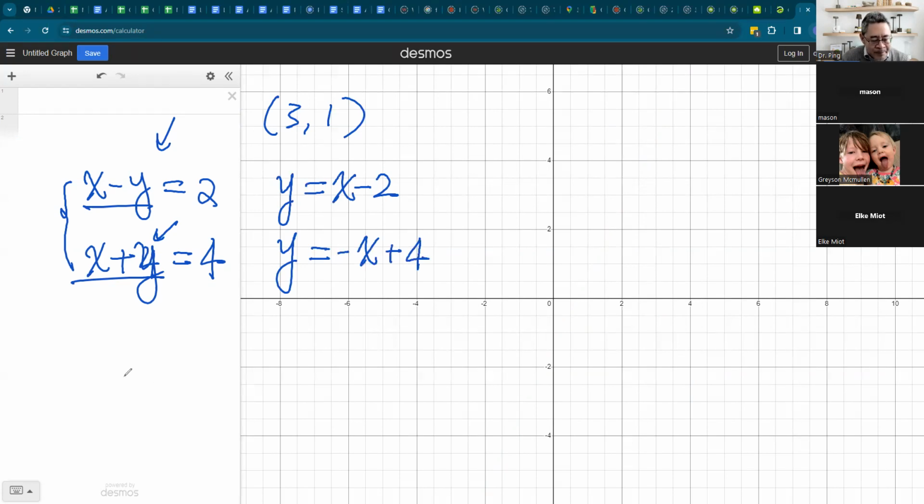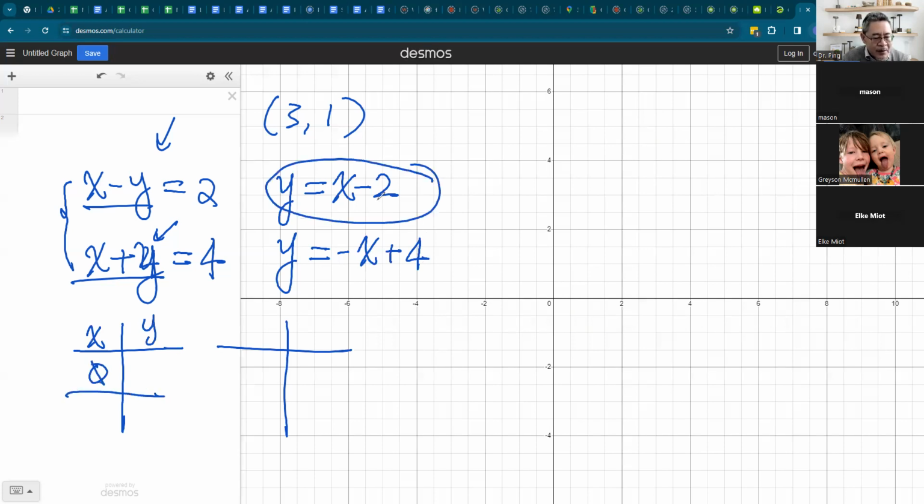Yeah, so knowing that, then we just pick 2 points, x and y. So if x equals 0 for this one, change it to red, then if x is 0, then y is negative 2. If x is 1, then y is negative 1. Now, are we okay finding the 2 points for this line here?